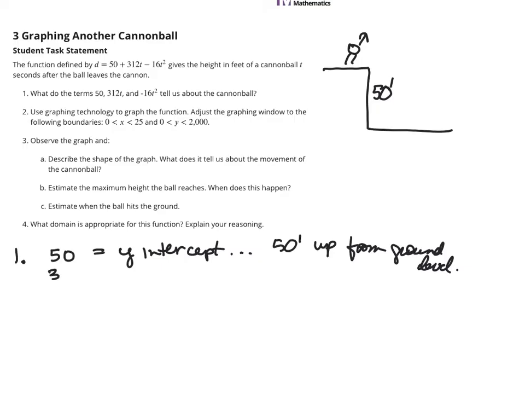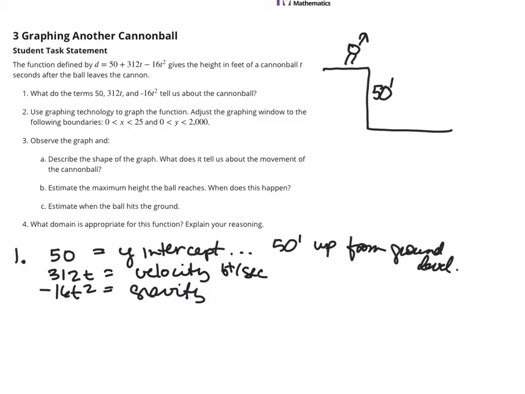312t. If we think back to the linear one, that tells us the velocity, the initial speed of the cannonball. Cool? So that's our velocity. We could even be more accurate and say feet per second. And then the minus 16t squared is gravity. Remember, when we compared our hypothetical and our actual, that was the difference. So that's the effect of gravity pulling the cannonball back to the ground.